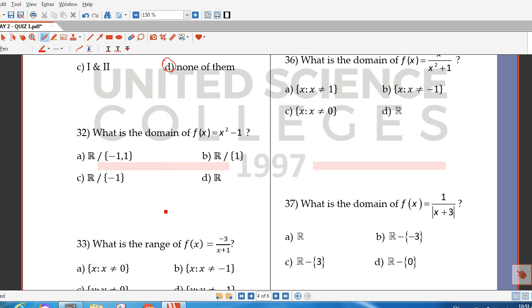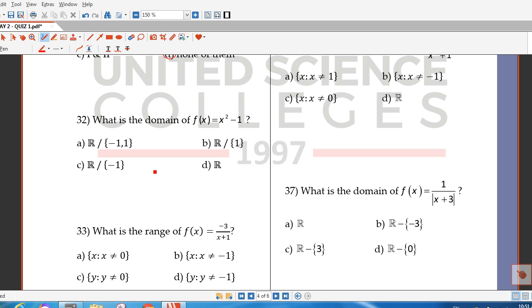Question 32, question 33. Question 32 is about finding the domain of a polynomial function. The domain of a polynomial function is all real numbers. The next question is about range. If it is a number over x, I mean a kind of reciprocal function, the range is always all real numbers except 0. All real numbers except 0. There can be different notation. The notation which is okay with this writing is C.